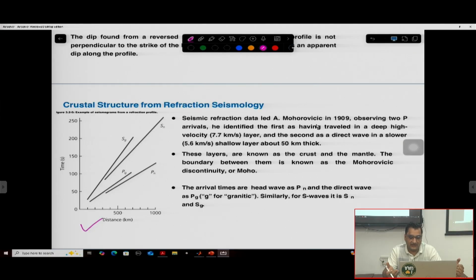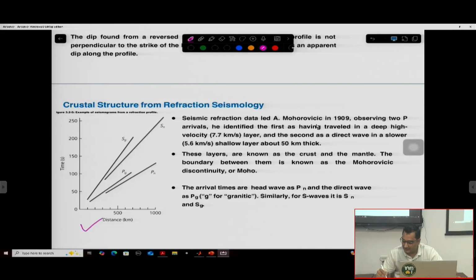So he observed that there are two waves in which one wave is traveling with a higher velocity. That means it is coming from a deeper structure. And there is a direct wave which is slower and coming from a shallower depth, right? So you can see these two waves. These are coming, and he called them Pn and Pg. Pg comes from the crustal part, Pn comes from the mantle part of the earth.